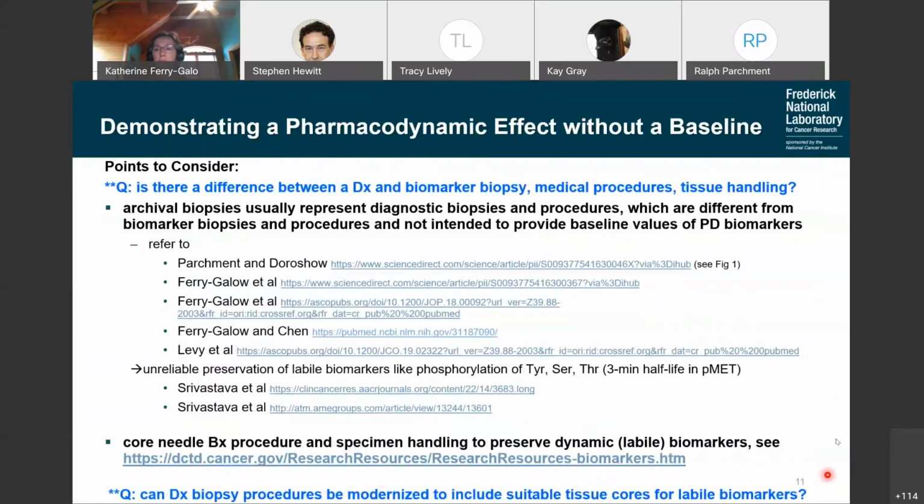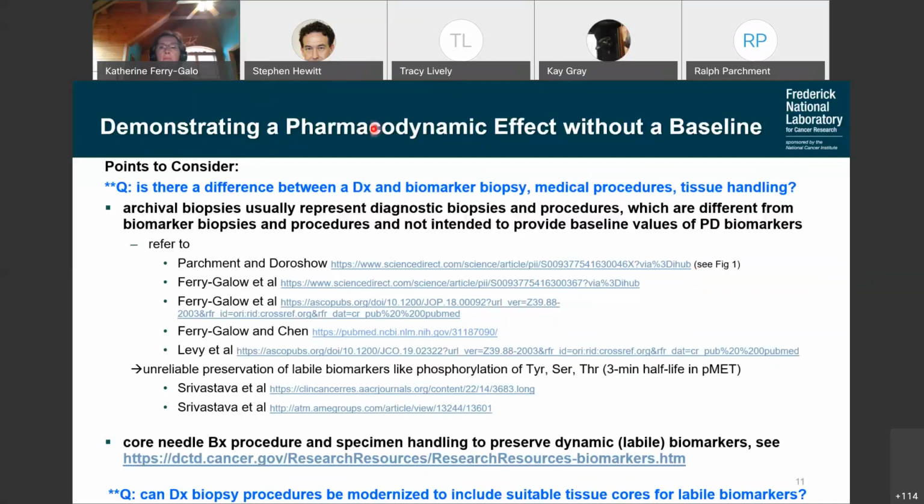So in the last couple of slides, I'd like to just cover some practical aspects of conducting clinical PD studies. On this slide, I want to address the issue that in some of the trials, a baseline biopsy is not available. And for a pharmacodynamic study, this raises the important question of how a molecular drug response could be demonstrated in the absence of a baseline comparator. And if it can be demonstrated, what should the on-treatment biopsy be compared to?